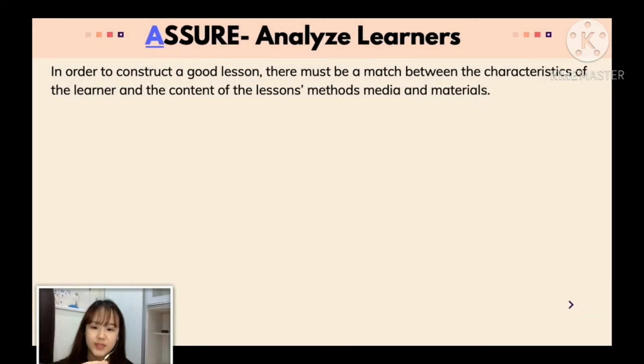For the first stage of the Assure model, it is to analyze learners. In order to construct a good lesson, there must be a match between the characteristics of the learner and the content of the lesson's methods, media, and materials. So for this stage, there are 3 main points that we have to analyze. And that are, first, the learner's general characteristics, second, their entry characteristics, and last, their learning styles. Let's take a look at the learner's general characteristics.